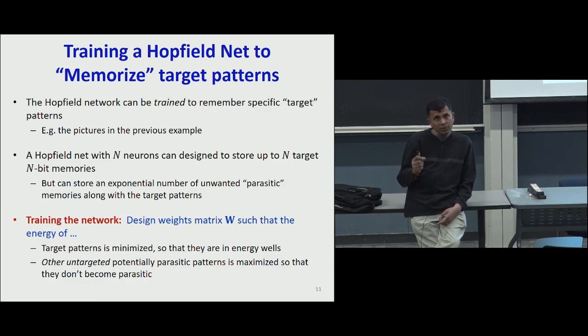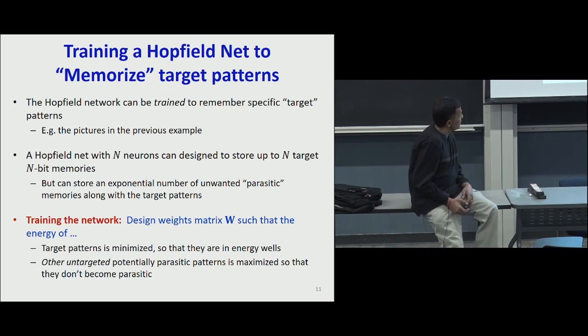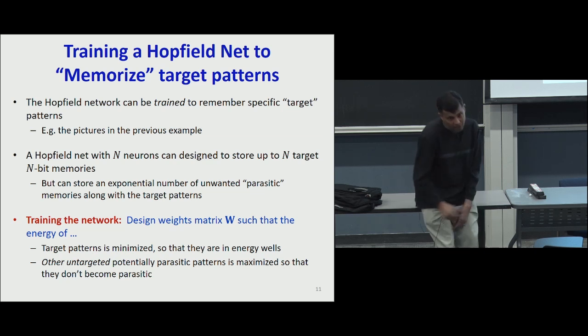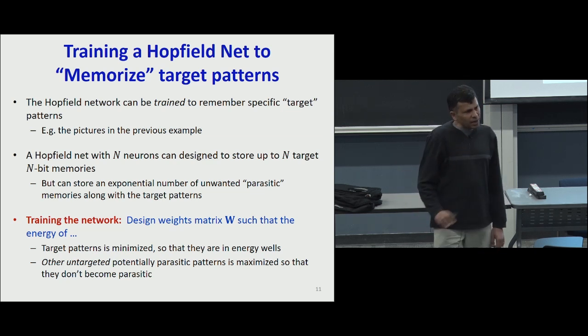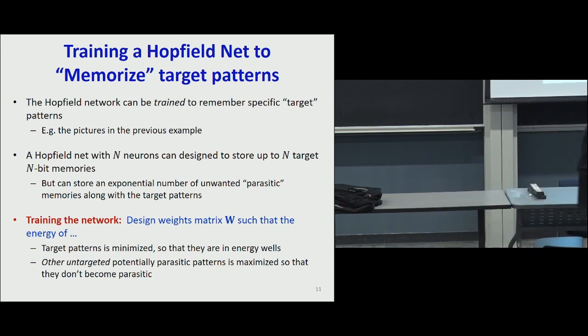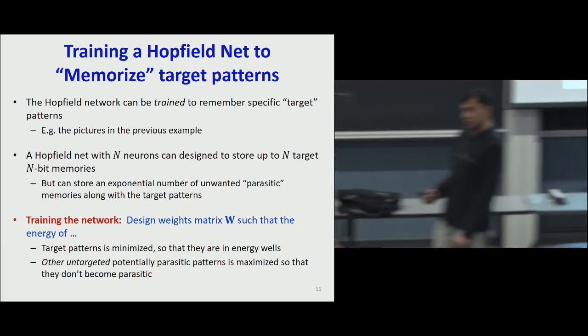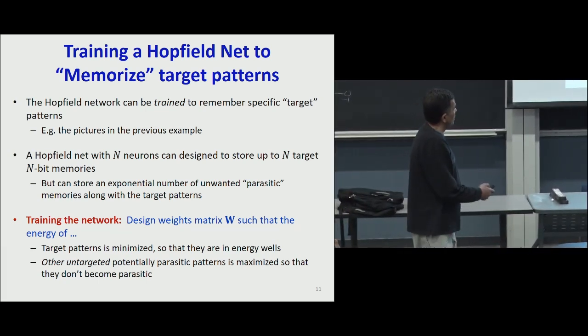So the network can be trained to remember specific patterns. We've seen this. And we've also gone into some effort to determine that a network with n neurons can be designed to store up to n target patterns. It can make n target patterns stationary, but if the patterns are sufficiently far apart from each other in the right manner, then they can also be stable. We saw this.